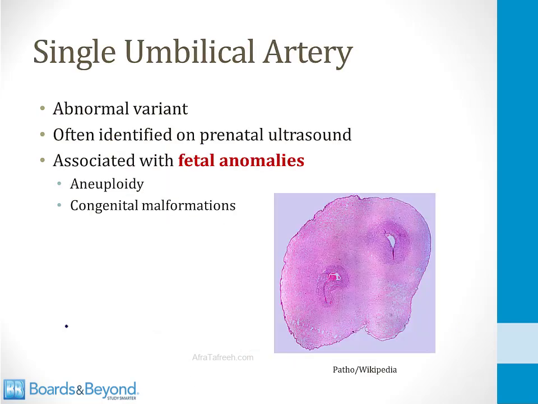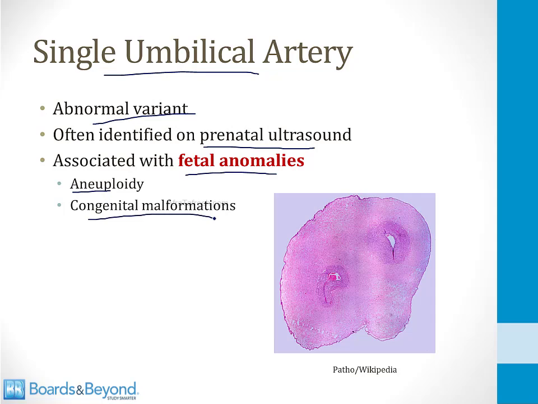And the reason you count the vessels after delivering the placenta is because a single umbilical artery is an abnormal variant of the umbilical cord. It's often identified on prenatal ultrasound, but if it's not, you can identify it after delivery. And it's associated with fetal anomalies, including many types of aneuploidy and other congenital malformations. It doesn't necessarily mean there's something wrong with the baby, but there's a higher likelihood of the baby having a problem if there's only one umbilical artery.